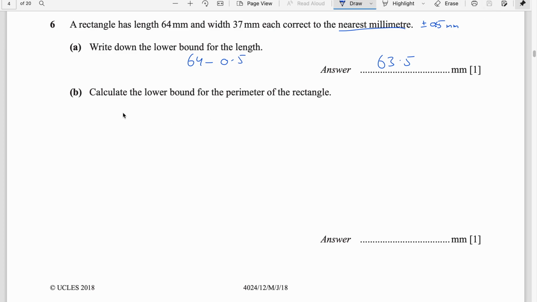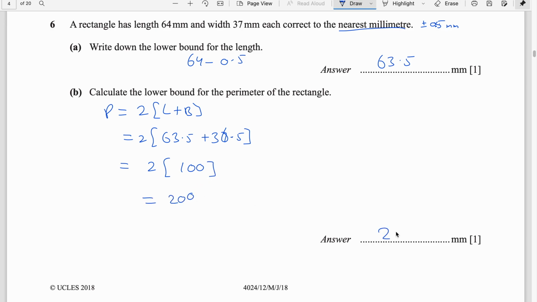Calculate the lower bound for the perimeter of rectangle. Perimeter is 2, length plus breadth. Use the lower values. 63.5 plus 36.5. And if I give this, that becomes 64 and 36 is 100. So lower bound of perimeter is 200 millimeters.